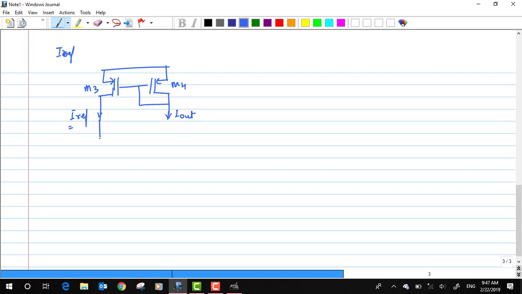Now the bottom structure would remain the same, which is nothing but using this I reference to generate my I out by making use of a diode connected NMOS. I'm putting a diode connection just because the input current for this NMOS current mirror is I reference, and the output is my I out. Is that clear? So this is my M1 and this is my M2, and this circuit is known as the self-biasing circuit.